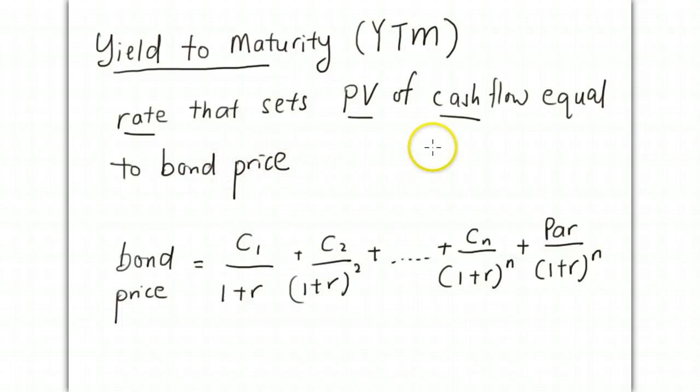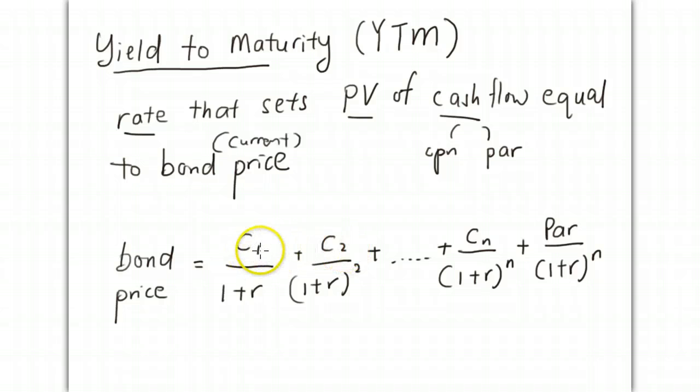So the cash flows of a bond include the coupon and the par value at maturity. What is the discount rate that will set the present value of these cash flows equal to the current bond price? Suppose we have the coupons of a bond denoted by C: coupon 1 at year 1, coupon 2 at year 2, and coupon N at the end of year N, and at the end of year N we also get the par value. So these are the various cash flows of the bond.